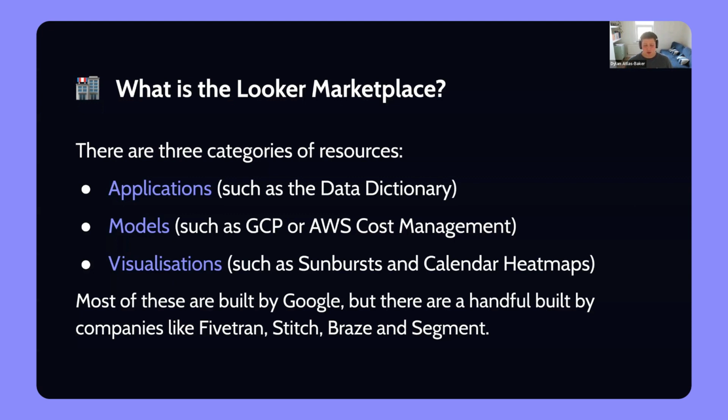Almost all of these are built by Google. It's probably like 95%, but there are a handful built by partners, companies like Fivetran, Stitch, Braze, and Segment. I think those are all on the model side. Those are all like LookML blocks that relate to some data set that is typically generated by those four tools. And most of it these days is managed by Looker, Google themselves.